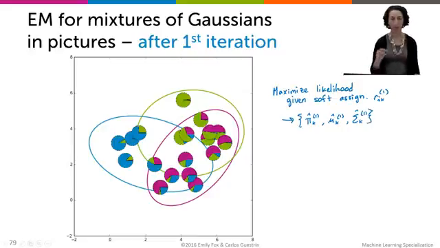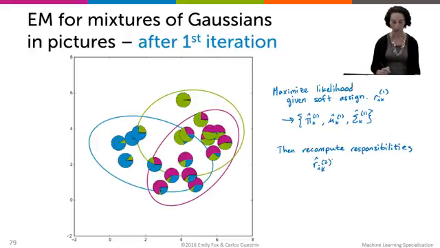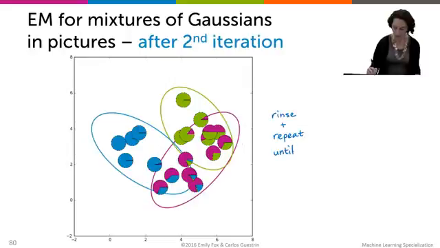And what you see in this picture is that these ellipses have shifted and changed. So then, based on these new parameters associated with these clusters, we're going to recompute our responsibilities. So our estimate of the responsibilities at the second iteration. And then we're going to rinse and repeat until convergence, and we're going to talk about convergence more in the next section.